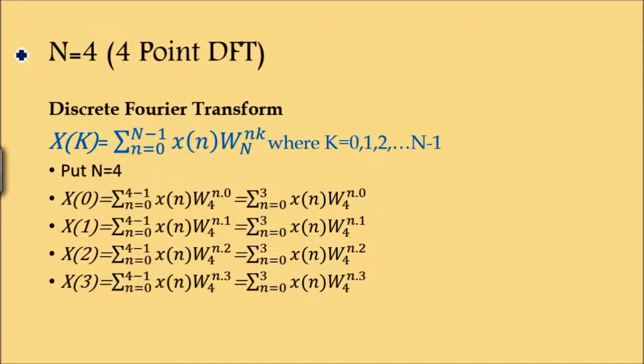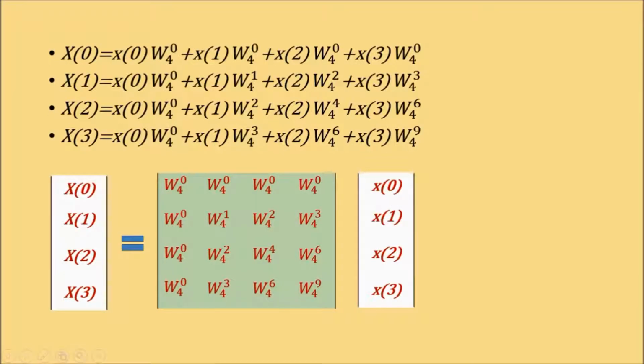4-point DFT. So here we will put n is equal to 4 in the equation, so that we get x of 0, x of 1, x of 2 and x of 3. So put those values into the equation of value k. If you put the k value, this becomes 0, 1, 2 and 3. Now summation will start from 0 to 3, x of n. So this equation is simplified.